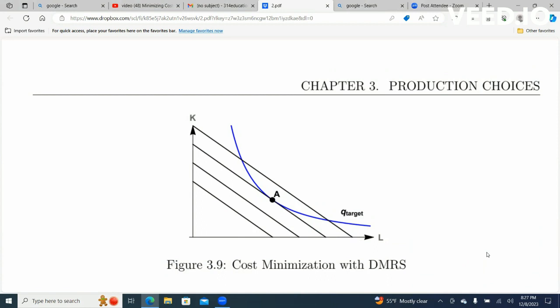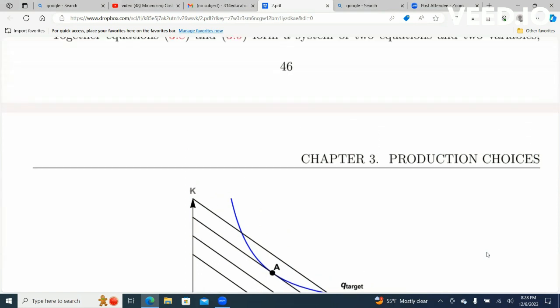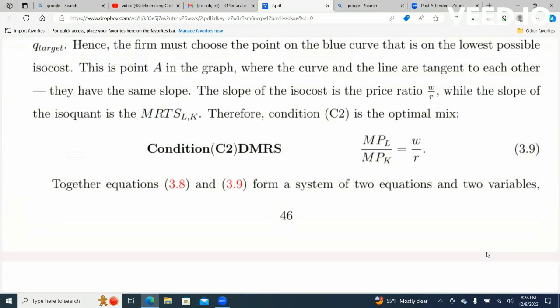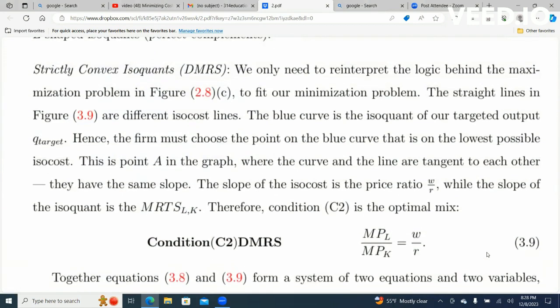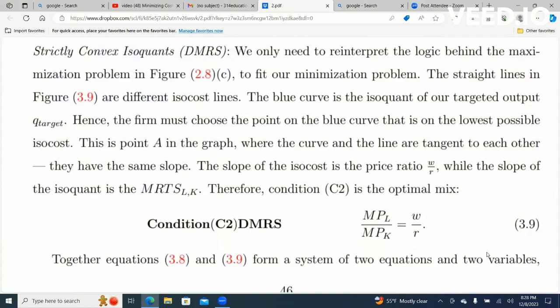But basically, isocost and isoquant, that point A, where the isocost and the isoquant intersect, they of course have the same slope there. So we care about the slope at that point A. It will always be that. So that graph there is going to show the condition two for cost minimization.